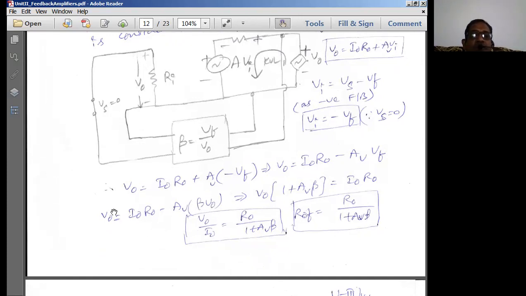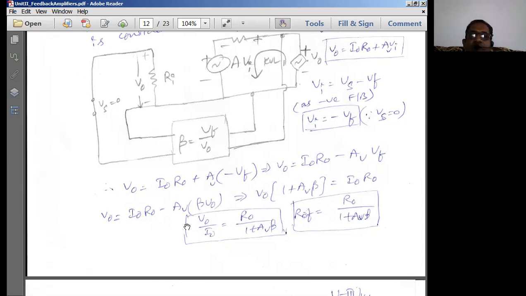So I can substitute Vf equal to beta times V naught. Here I have V naught, and here I have V naught. I'll take this AV into beta into V naught onto the left-hand side and take V naught as common. Then it is V naught times (1 plus AV beta) is equal to I naught into R naught. Now, what is the output resistance? It is output voltage by output current, V naught by I naught. By rearranging this equation, V naught by I naught is equal to R naught by 1 plus A beta.